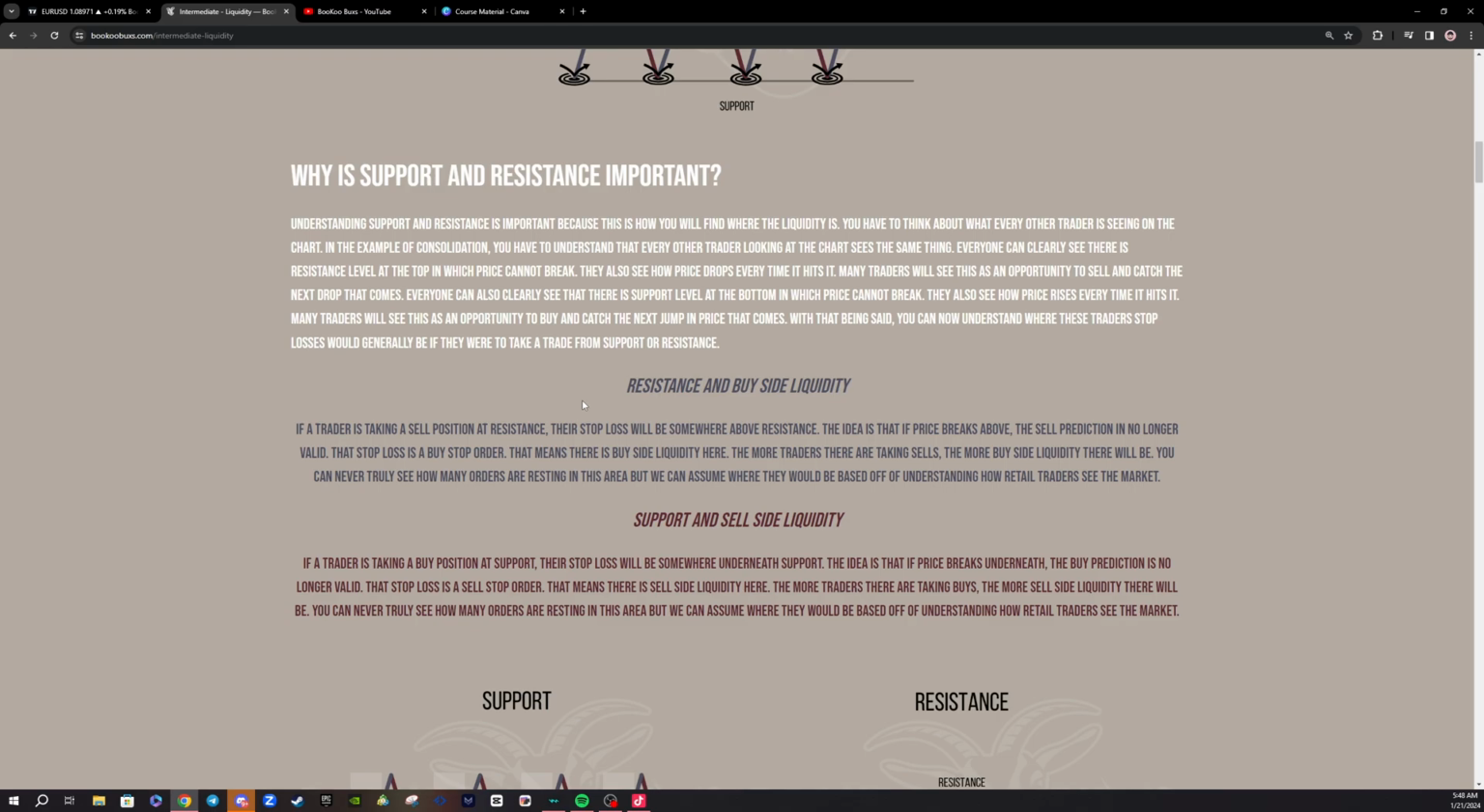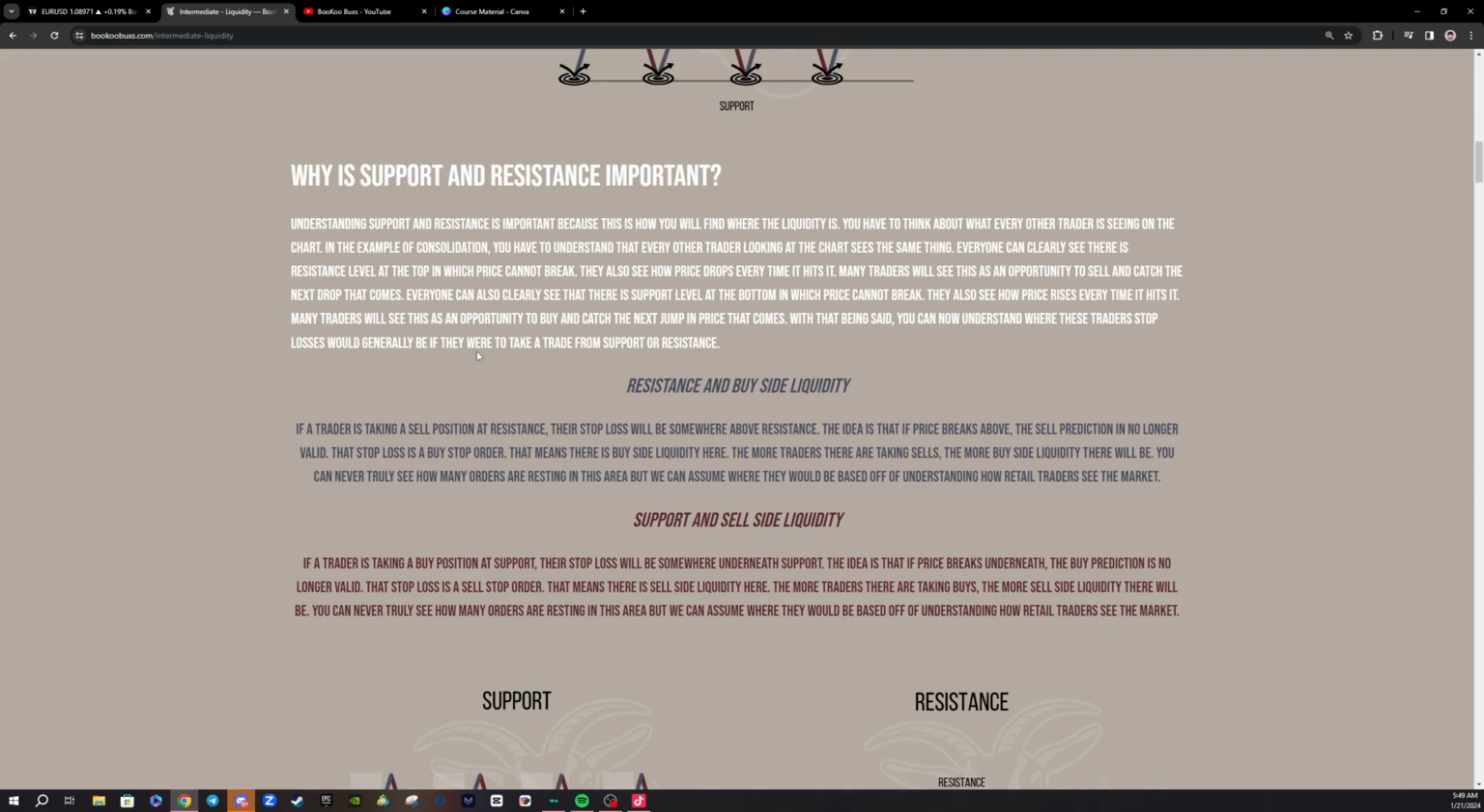Why is support and resistance important? Understanding support and resistance is important because this is how you will find where the liquidity is. You have to think about what every other trader is seeing on the chart. In the example of consolidation, every other trader looking at the chart sees the same thing. Everyone can clearly see there is a resistance level at the top in which price cannot break. They also see how price drops every time it hits it. Many traders will see this as an opportunity to sell and catch the next drop that comes.